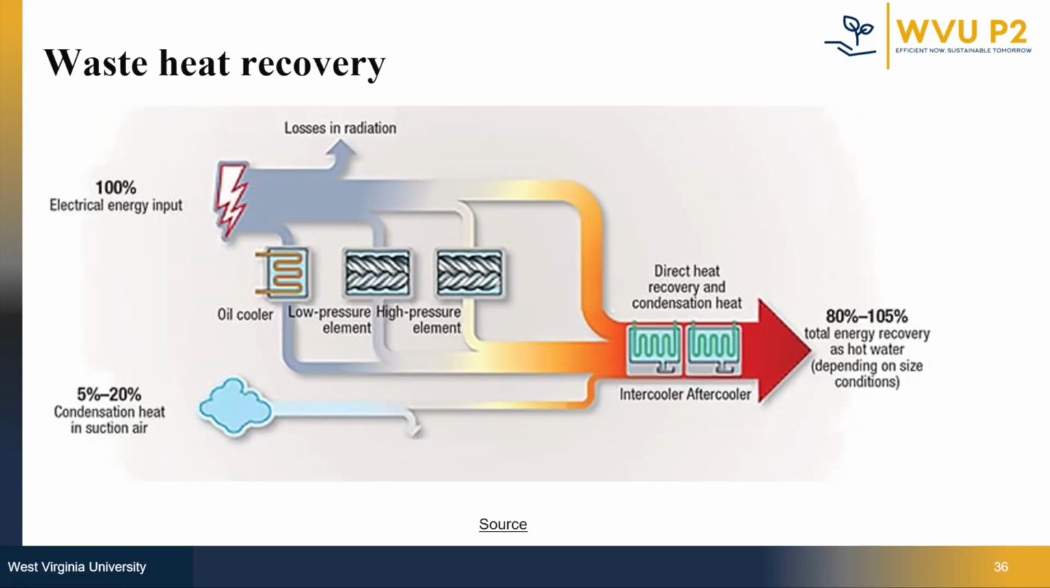If you look at this diagram, it really tells the story of where all the energy goes in the compressed air system. On the left, we see 100% of the electrical energy going into the compressor. Only a very small fraction of that ever makes it into the useful compressed air. The majority is released as heat. Now some of that heat is lost immediately through radiation. Another chunk goes into the oil cooler and intercooler. That is where the real opportunity lies. Instead of just letting that hot air escape, we can capture it through direct heat recovery and condensation heat.